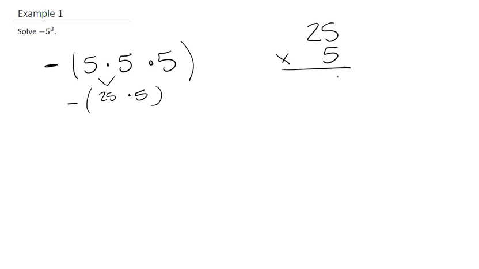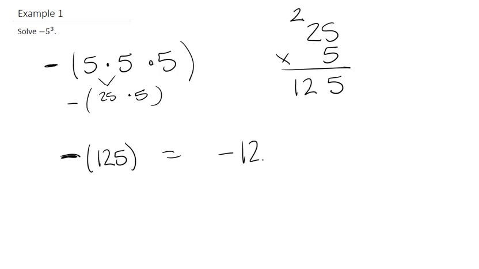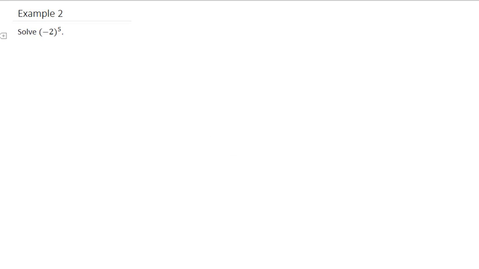5 times 5 is 25. Carry the 2. 5 times 2 is 10 plus 2 is 12. So we have this negative sign and then 125 in parentheses, or just -125. Now let's do another example. Example 2. Solve for the following.